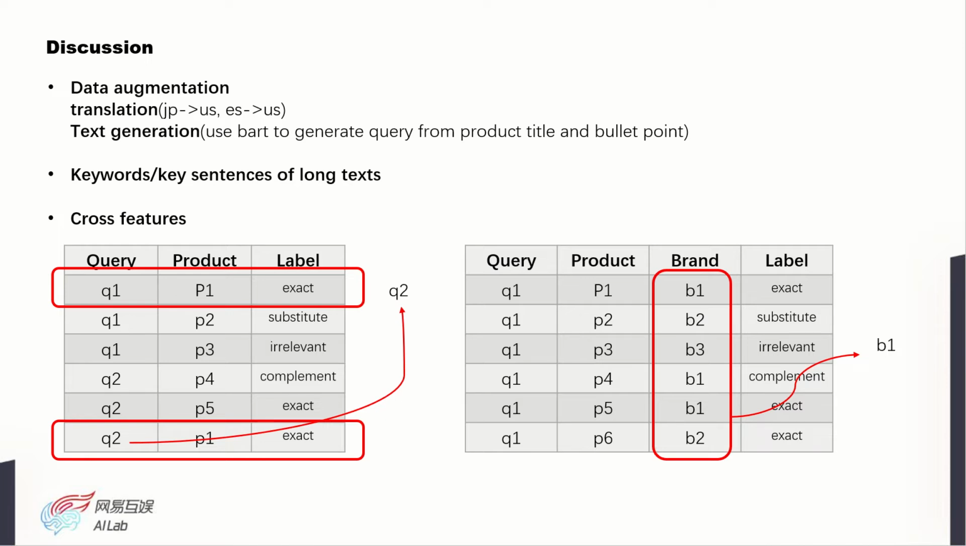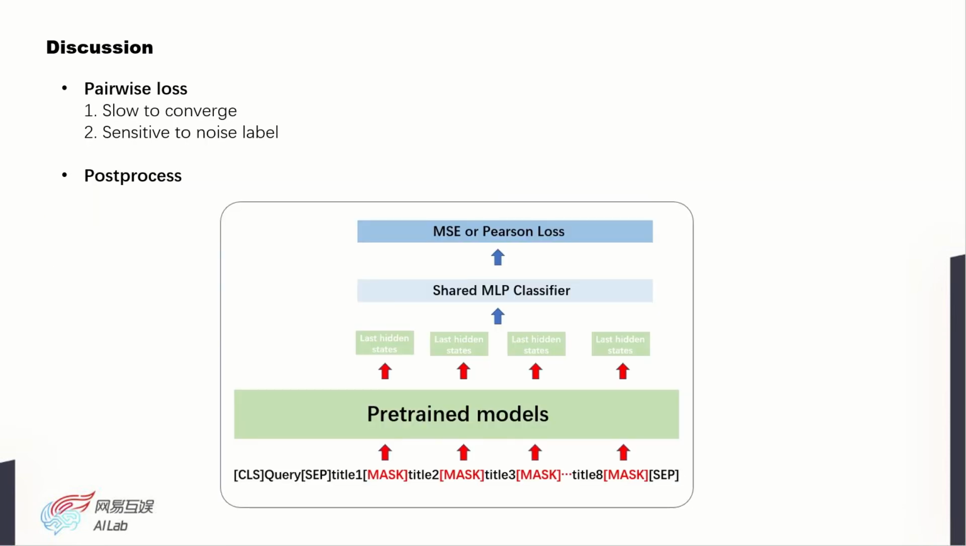Another cross feature is shown on the right of this figure. Through data analysis, we found that among all pairs of the same query, the brand name with the most occurrences is more likely to be exact, such as B1 in the figure. However, we did not have enough time to experiment with this feature in our methods in the end. We also tried pairwise loss, but it did not work well. Compared with MSE loss, it's slow to converge and quite sensitive to noisy labels.